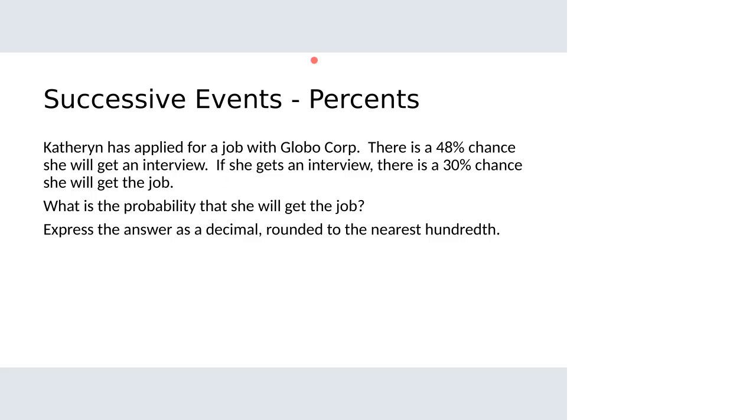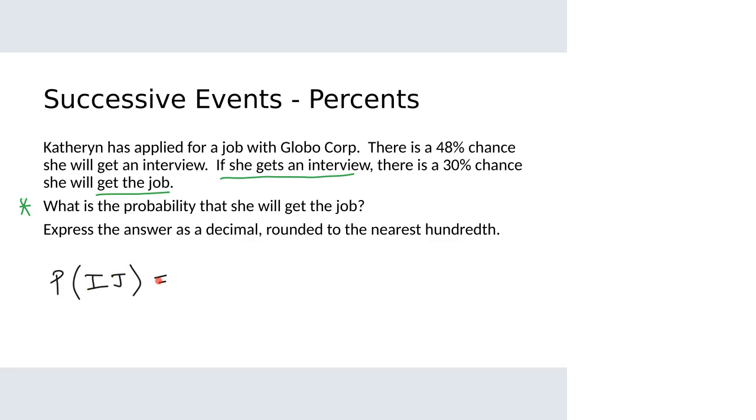First, we need to recognize this as successive events. First, she gets the interview, then she gets the job. So those are our successive events. Interview happens, then the job happens. The question just says, what's the probability she will get the job? Well, she's not going to get the job without the interview first. So what we're after here is the probability of getting an interview and then getting the job.